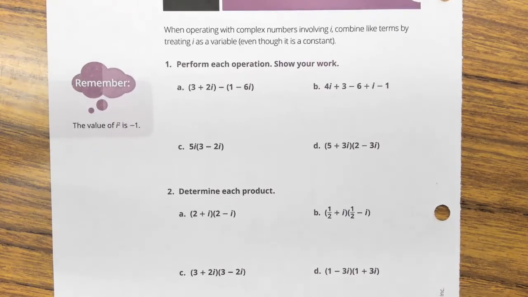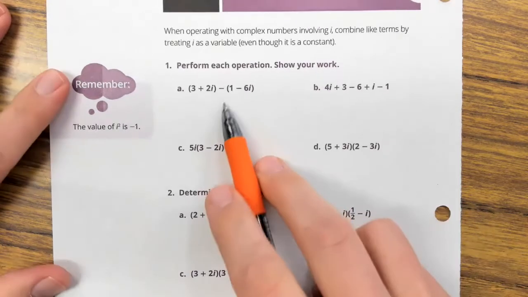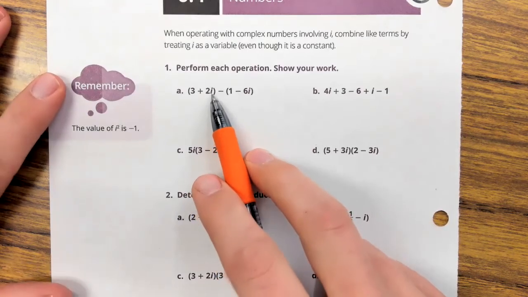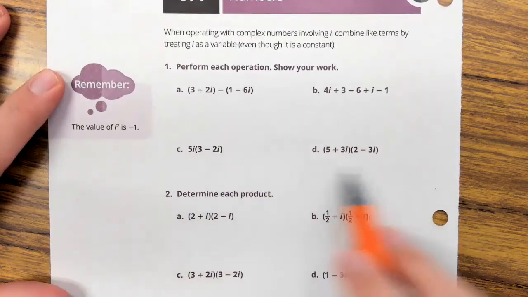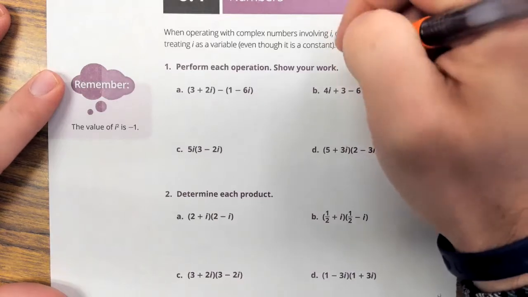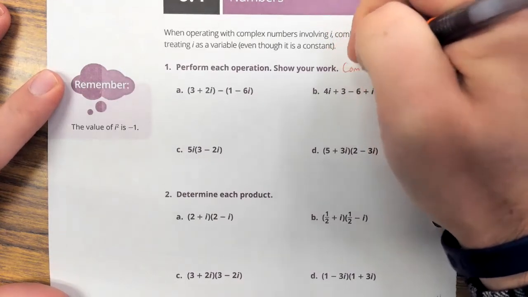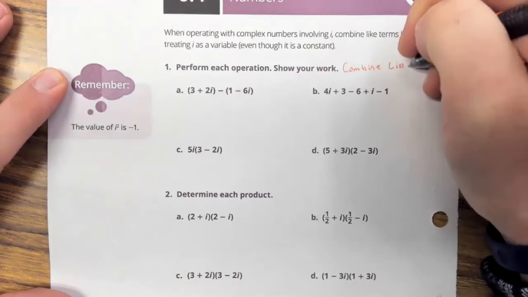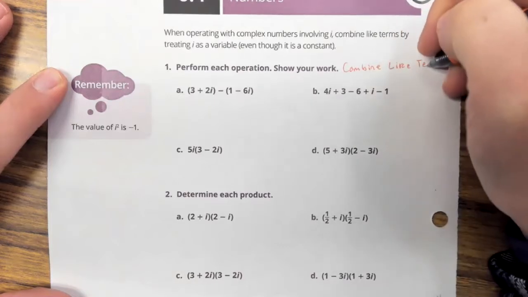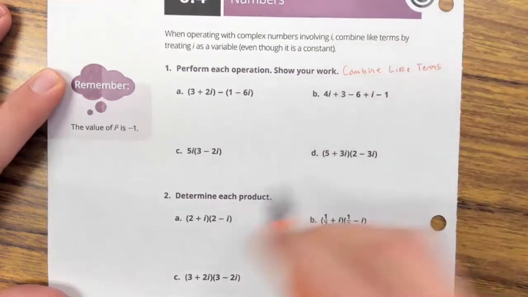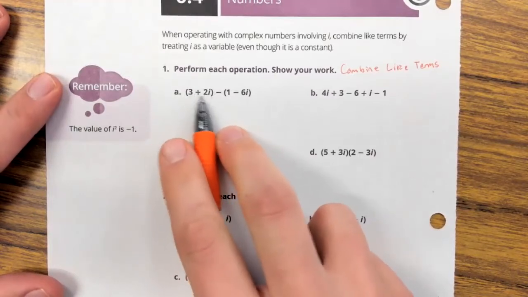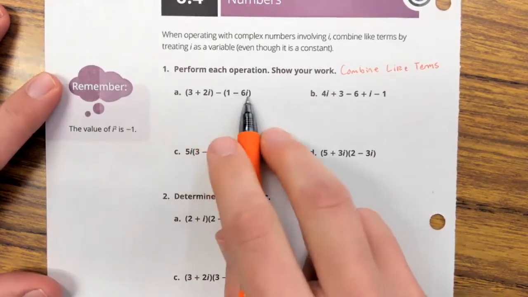All right, so a couple things to remember before we do this. i is a number, but when adding and subtracting, we're going to treat i as a variable. So for this first part, with adding and subtracting, we're really just going to be combining like terms. That's really all it amounts to.